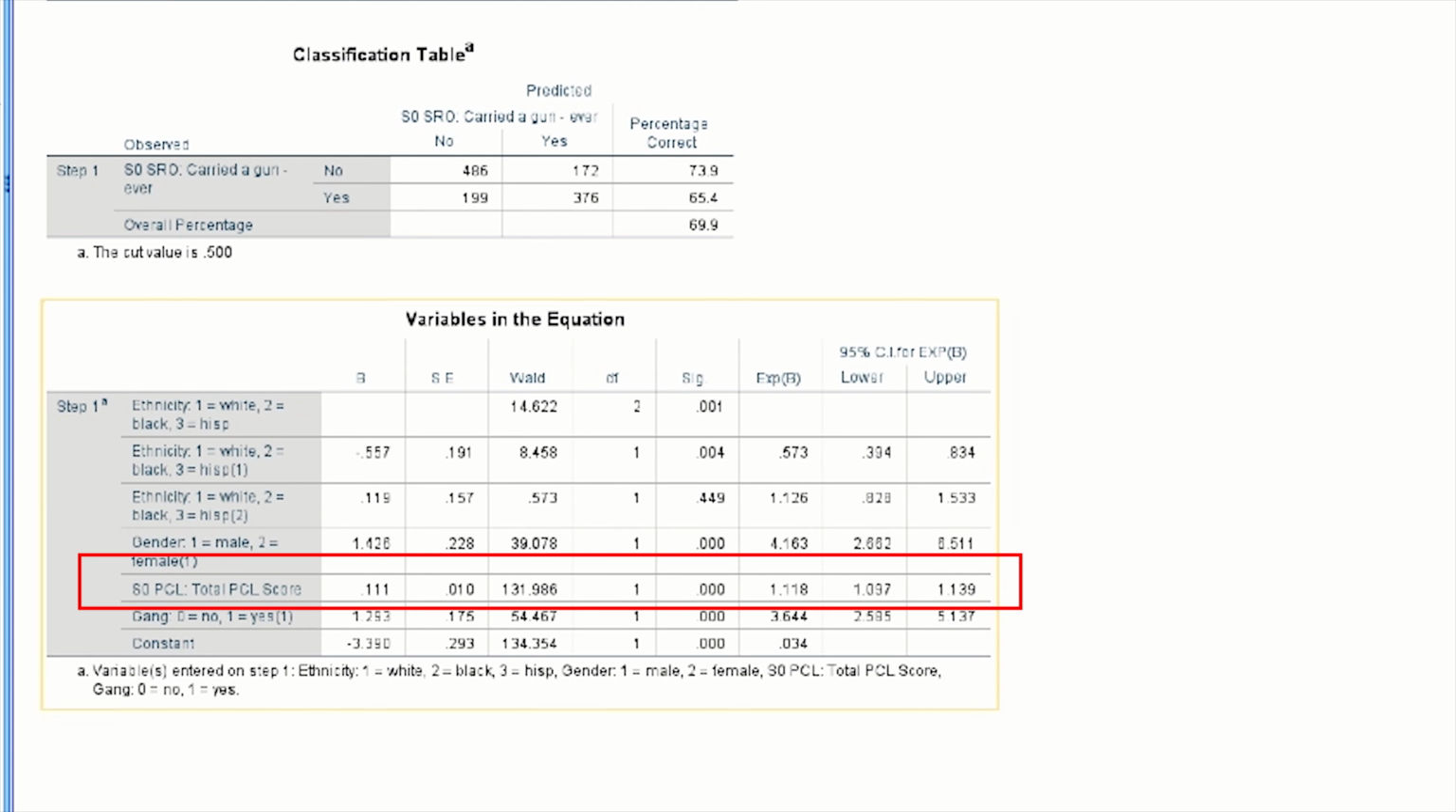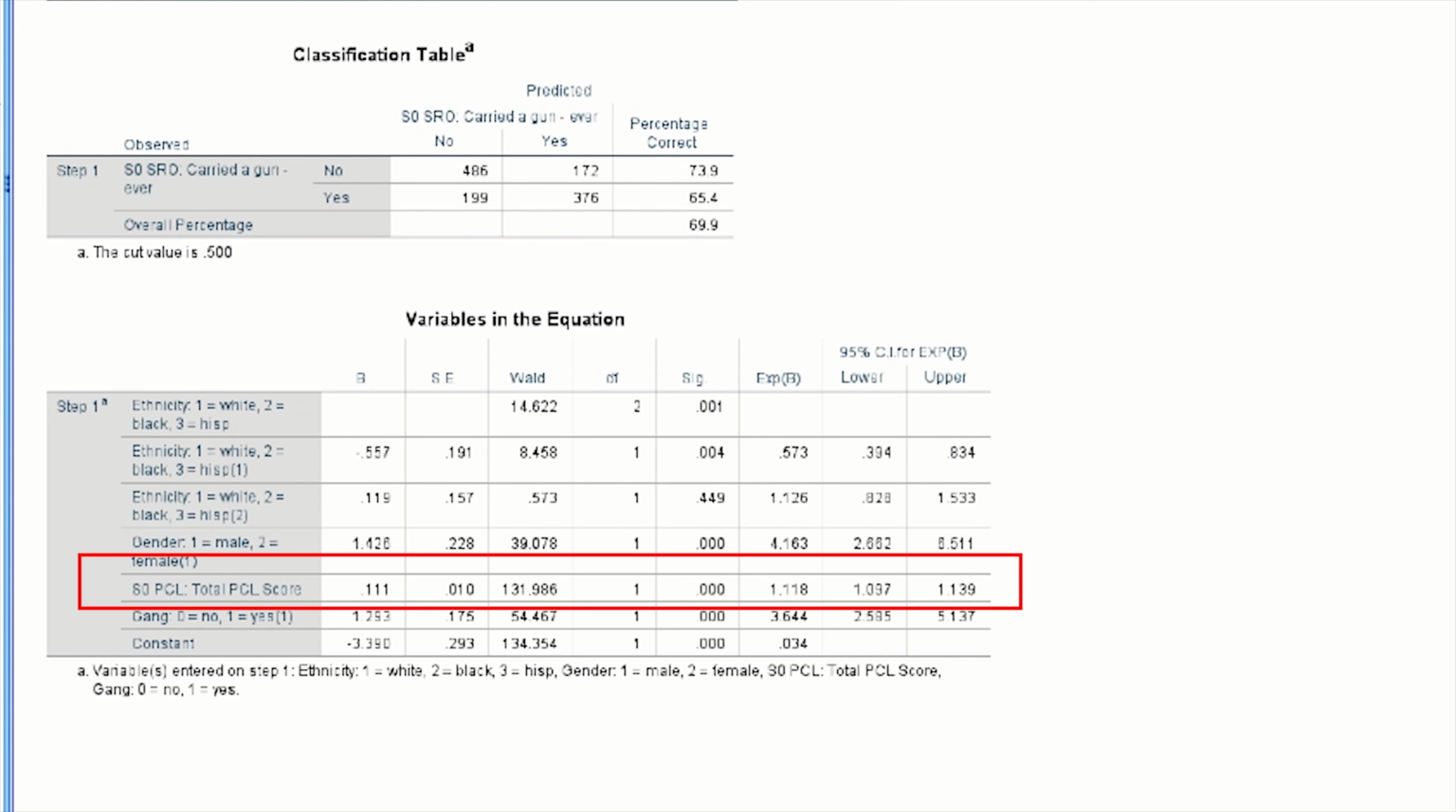Now we have PCL total score, and we're going to do something a little bit different because this is an interval level variable. We can see that 1.12 is its odds ratio. So we would say that a 1 unit increase in PCL-YV total score increased the odds of carrying a gun by a factor of 1.12, or increased the odds by 112%. Either or, both are correct.